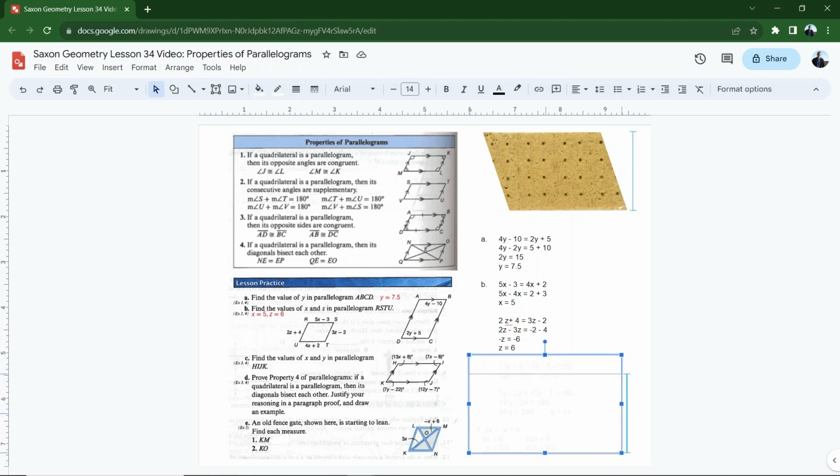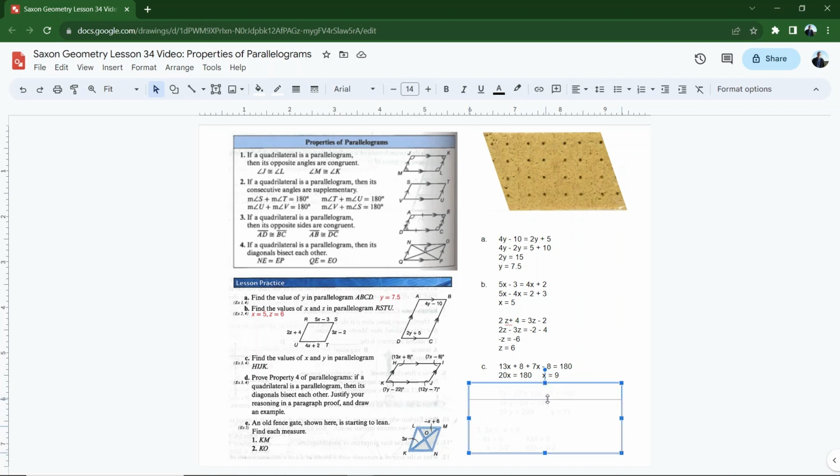I am going to add together my 2 x expressions and note that they equal 180 degrees. I'm going to simplify: 20x equals 180, or x equals 9. Same thing with the y expressions on the bottom.